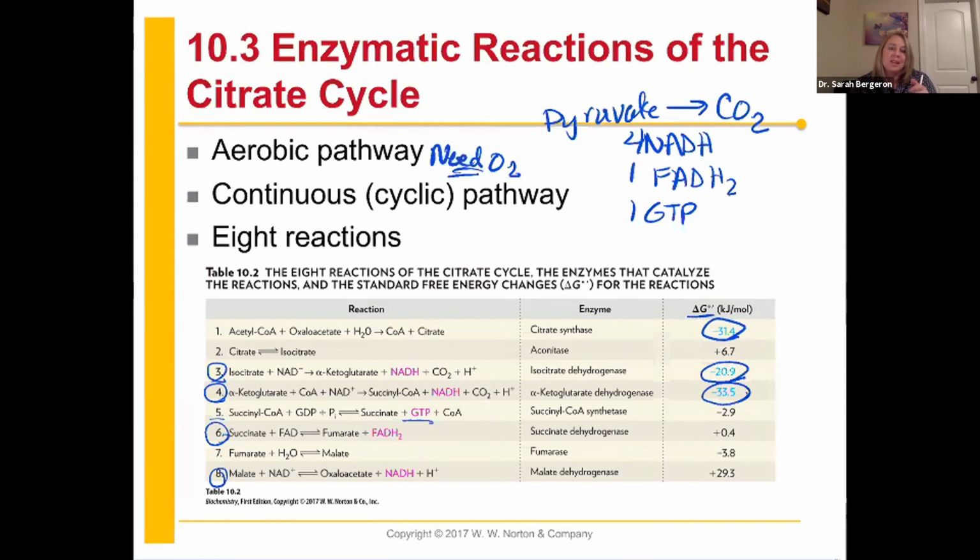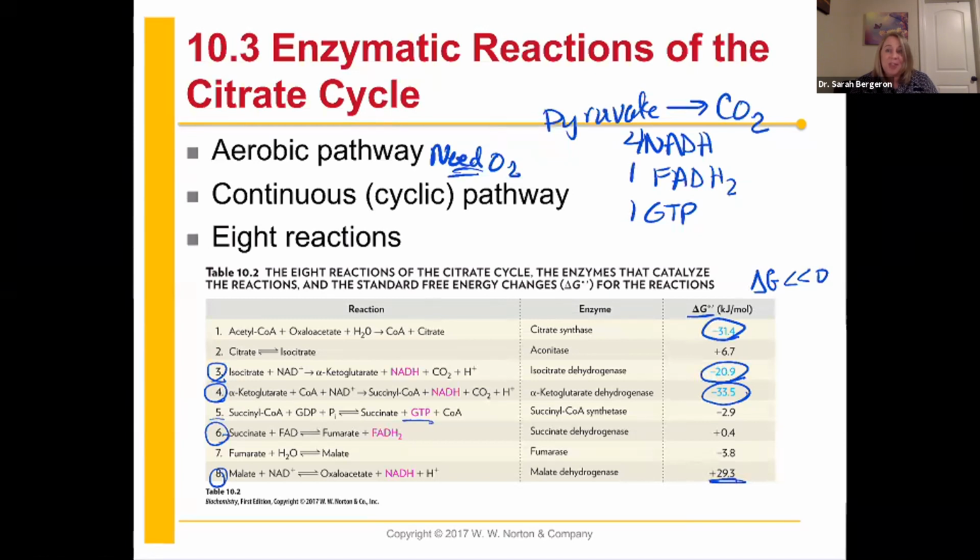But what we think is that these 3 that I've circled have delta G values that are significantly far away from 0, significantly less than 0. So they're negative, very spontaneous. So these are our key regulators of the citrate cycle flux, right? All of the other reactions are really close to 0, and look at this one here at the end, this is a positive 29.3.